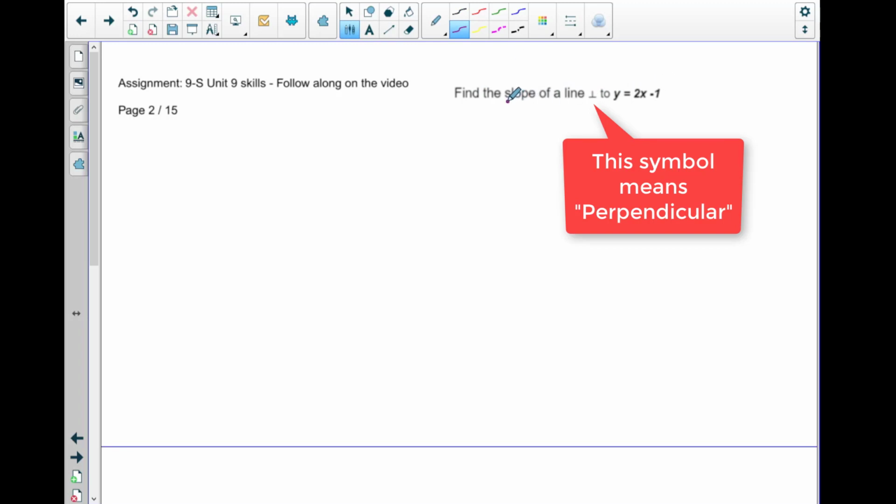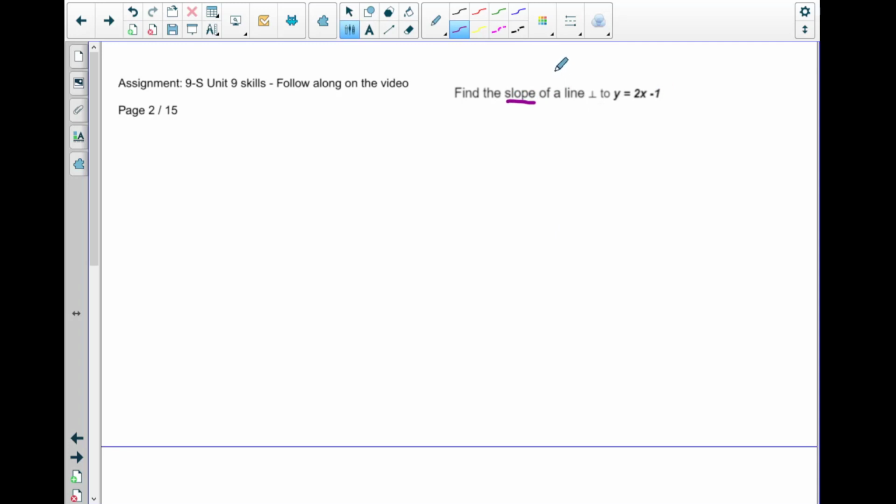Now, very important to notice what I'm looking for. I'm looking for the slope. I'm not looking for the equation of a line, which we will do sometimes as well. Just the slope. Okay, the slope is the number right in front of the x. If you don't see anything there, then that means it's a 1. But we see a 2, so we know that the slope of this line, m equals 2.